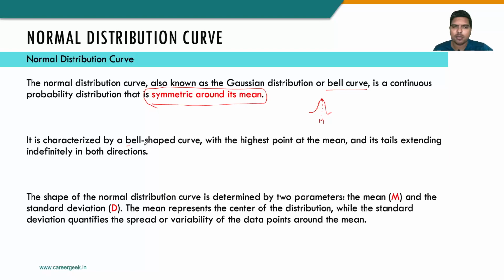It is characterized by a bell shape, as we have seen, with the highest point at the mean. So this point is the mean. Mean we denote by m, and its tails extend indefinitely. There is no end. So something like this is the normal distribution curve.